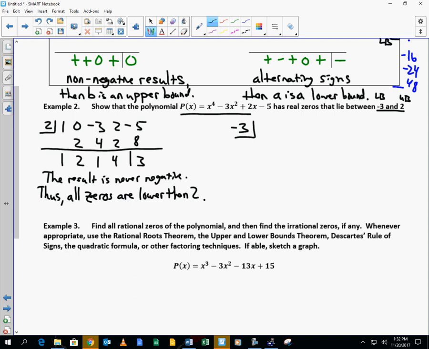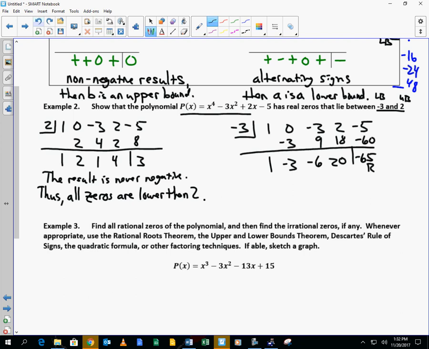And all I have to do is 1, 0, -3, 2, and -5. Drop down the 1. Multiply. Add. Multiply. Add. Multiply. Add. What did I do wrong? Got 9, -6, 18, 20, -60. What did I do? Oh, there you go. Oh gosh.